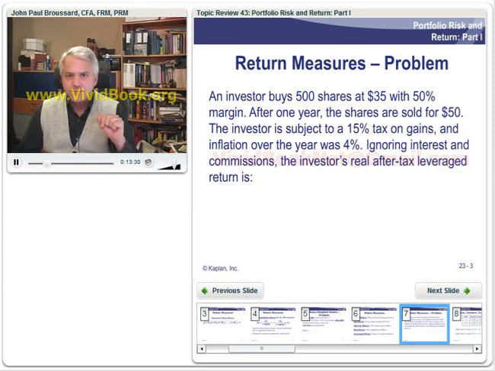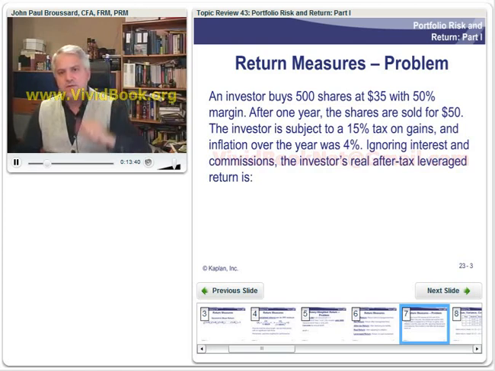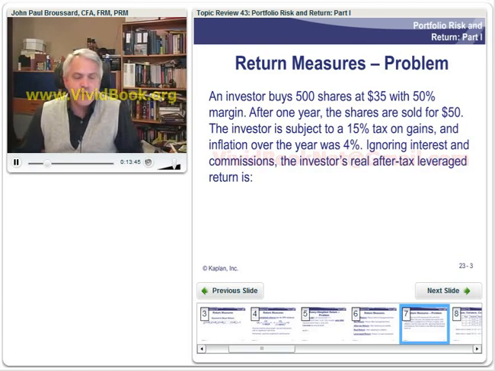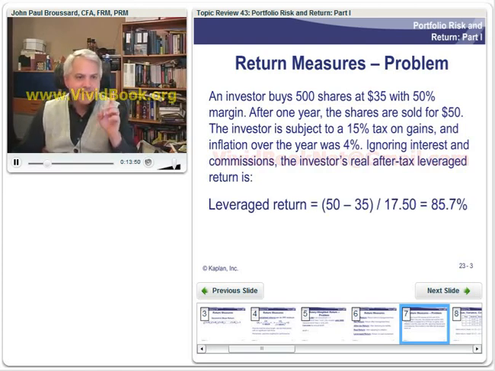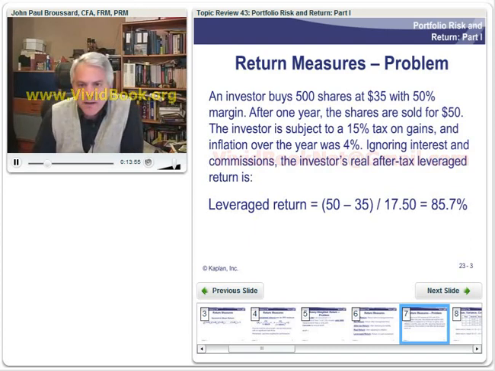So we have a 15% tax on gains, and inflation over the year was 4%. If we ignore interest and commissions, we'll forget about that right now. What's the investor's real after-tax levered return? The first thing we want to do is calculate the levered return. The levered return is exactly the same as our total return, so we have end minus beginning, but in the denominator, it's not the beginning value, it's our cash that we invested.